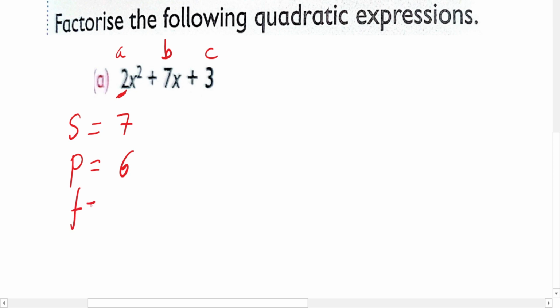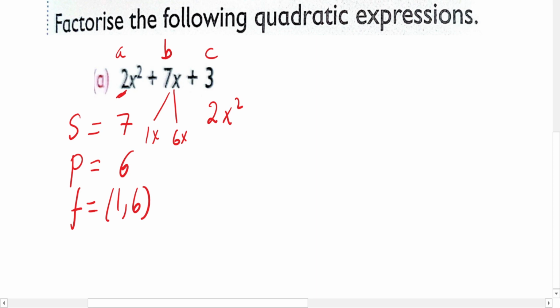So what are your factors? Now come to the product. The only combinations are 1, 6 and 2, 3. So which two numbers, if I add, give me 7? Just 1 and 6. So the factors are 1 and 6. Now there's no simpler way, no shortcut. The shortcut that I might teach you might confuse you, so I just go for the longest way. So basically, we subdivide the 7x into 1x and 6x.